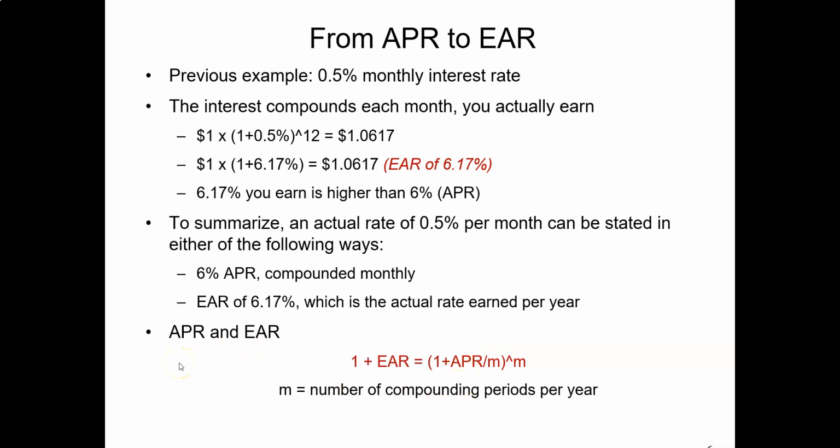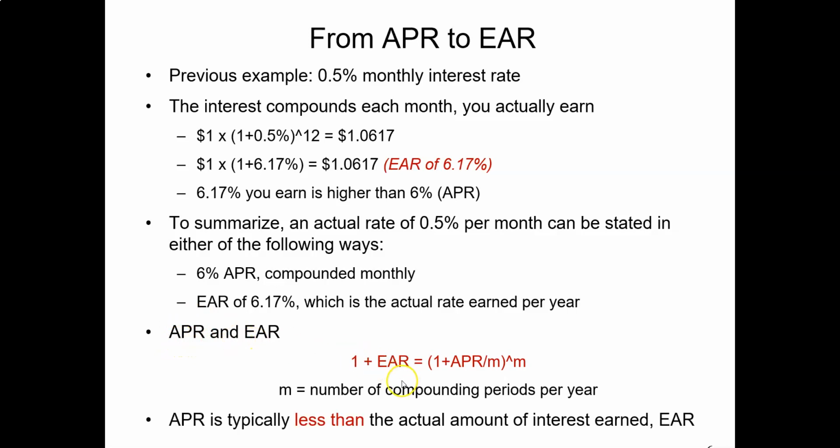This equation tells us how we can convert from annual percentage rate to the effective annual rate. First, we use the annual percentage rate over the period number. Then we do this compounding for n periods. In this way, we back out the effective annual rate. Generally, this annual percentage rate will be lower than this effective annual rate.